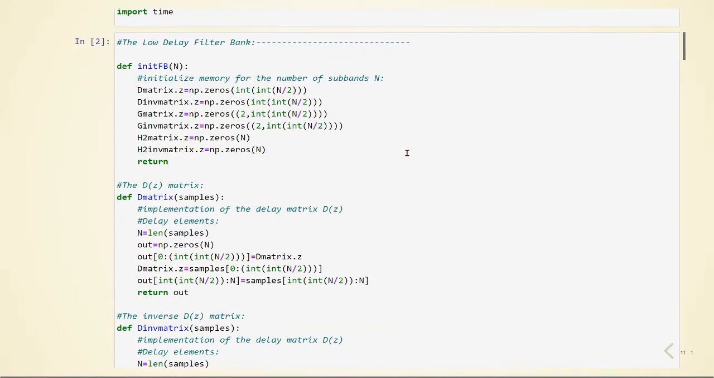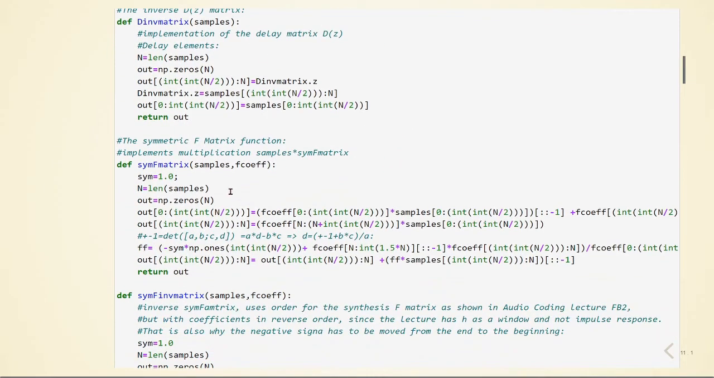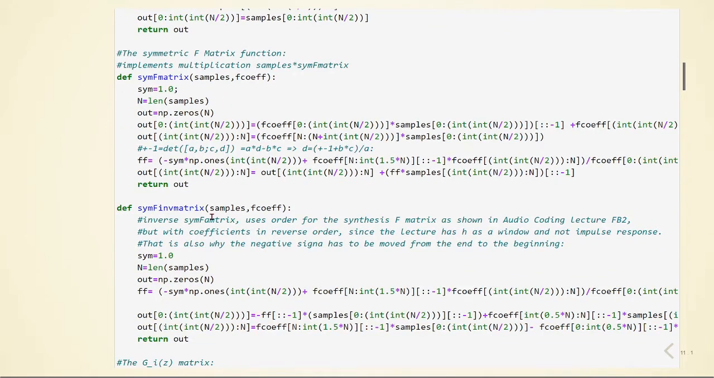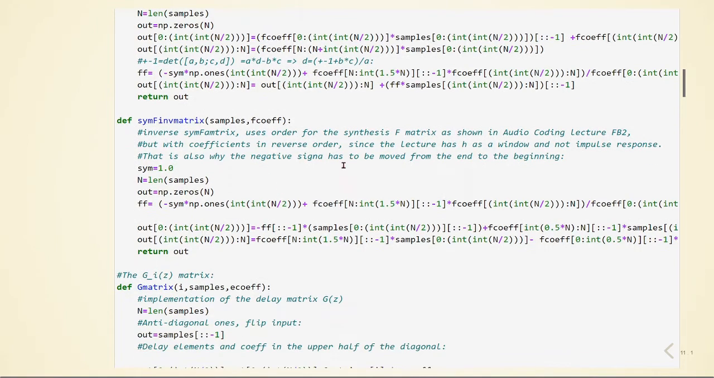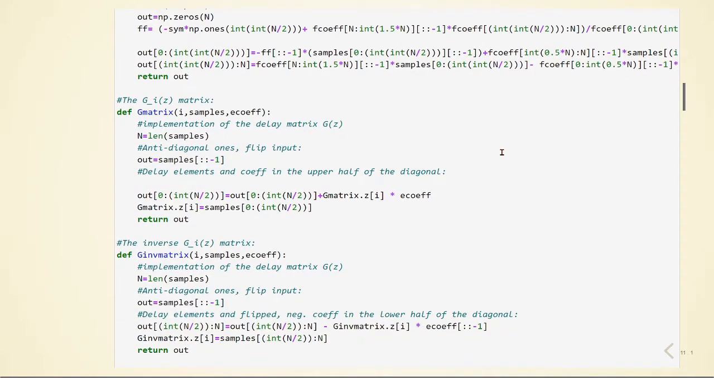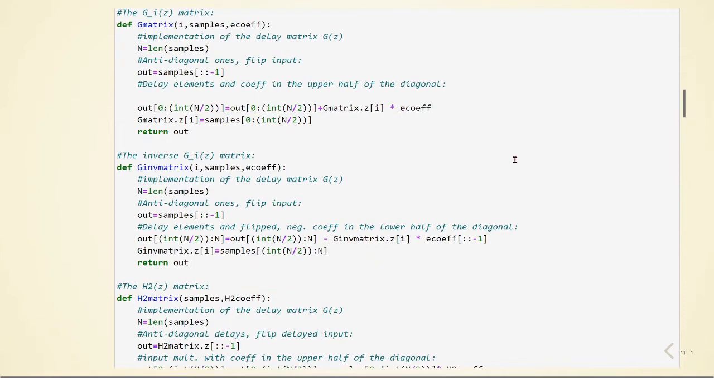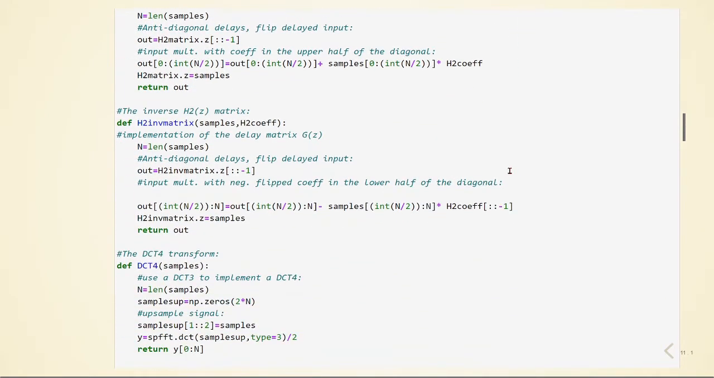We are going to use the delay matrices, the G matrix, the H matrix like we did before. We don't have changes in the delay matrices. We still use the symmetric F matrix for the multiplication of the samples with coefficients. We also have the sim F inverse matrix that we've seen before. We have here now a G matrix. This is the implementation of a matrix G, and we have the inverse of the G matrix. We have the H matrix, the inverse of the H matrix.